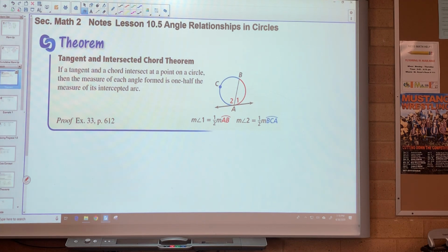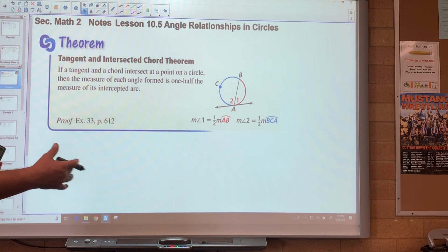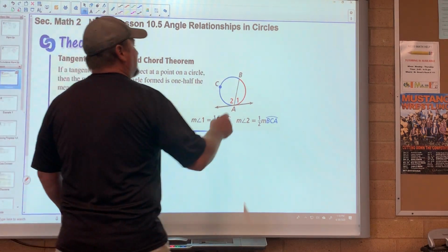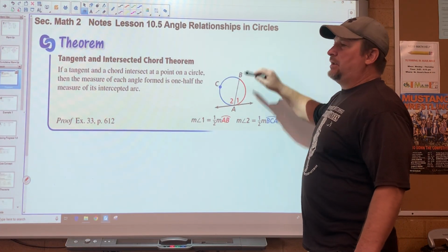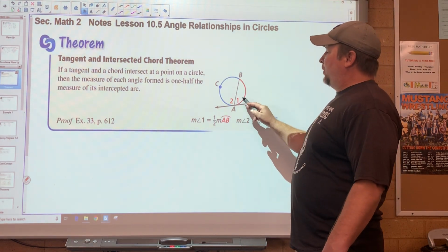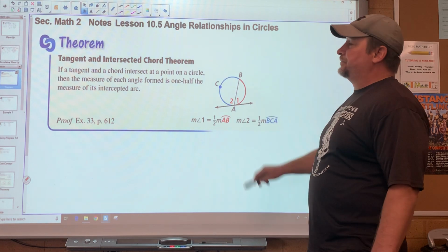All right, here's the name of the lesson, angle relationships in circles. If I have a tangent and it intersects a chord, this is the theorem, this is a law. So if I have a tangent here, and it intersects chord AB, then it's going to create an angle. Well, the sum of angle 1 and angle 2 would be 180 degrees.